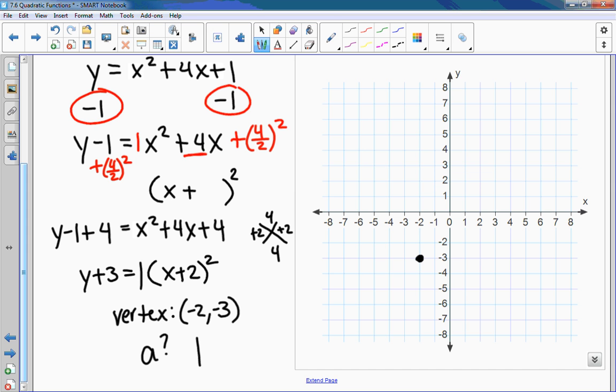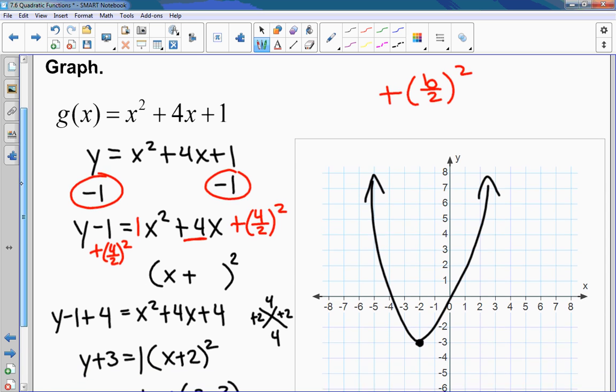And since the orientation is positive, I'm going to be opening up, but it's not going to be skinny or fat because 1 is just like the normal parabola shape. It's not going to be skinny, it's not going to be fat. So I'm going to draw our parabola this way, and you've graphed this equation.